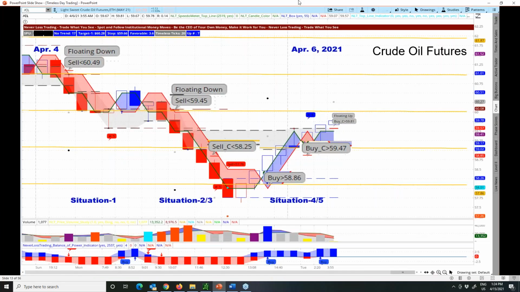Here's a situation. I put on crude oil futures. April 4, sell 60.49. I magnified a little bit the signals. So that happened. There's the target, and it came down. Absolutely, that was fulfilled. Pretty simple. Then situation 2, sell 59.45. Next candle takes it out.